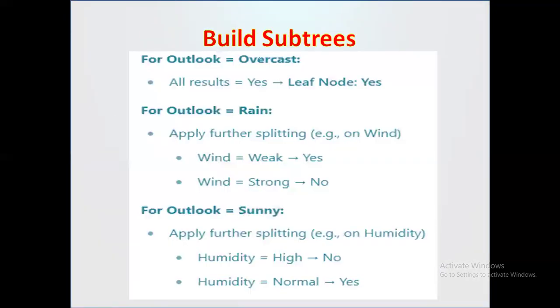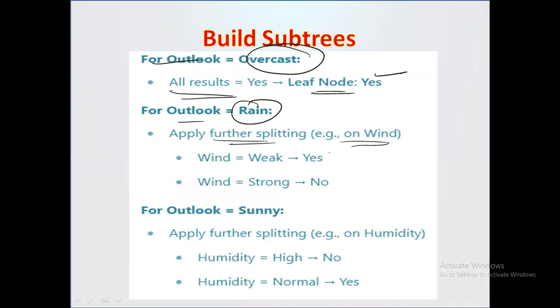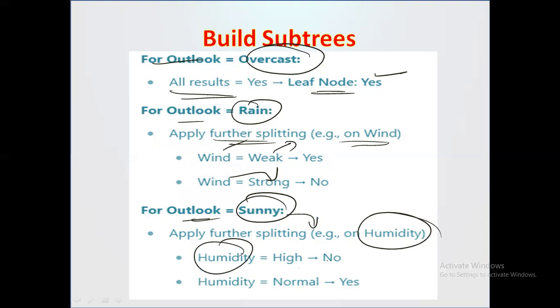For Outlook, the overcast, all the results are yes, so the leaf node is yes. For Outlook rain, we apply further splitting, for example based on the wind. Wind may be weak or wind may be strong. For Outlook sunny, it can be divided based on the variable called humidity. Humidity is high, no, and humidity is normal, yes.